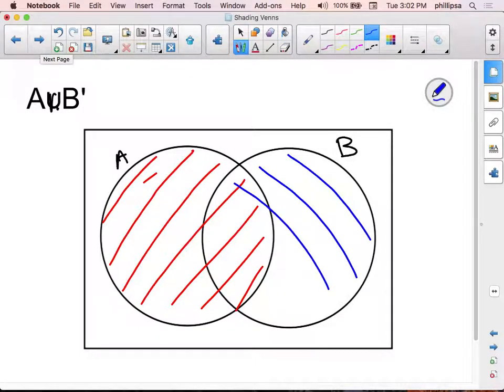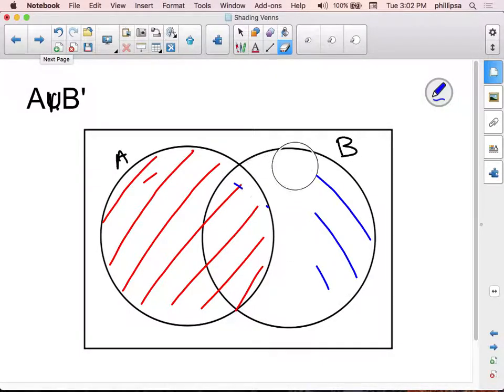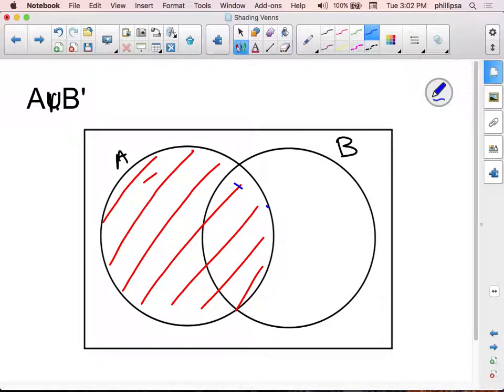Oh, no, you know what? It was outside of B. Never mind. Shade everything outside of B because it was not B. Kind of ignore that for a second.